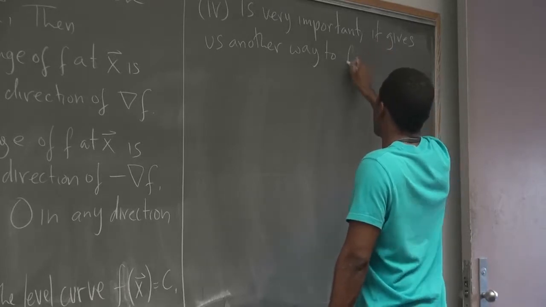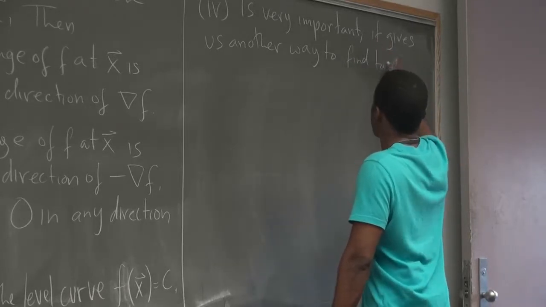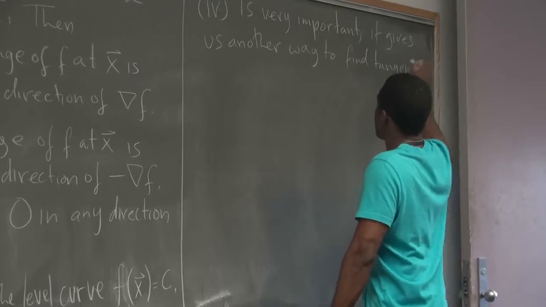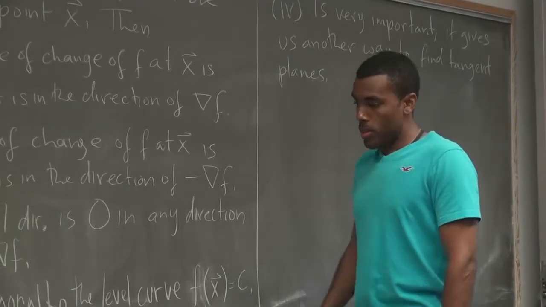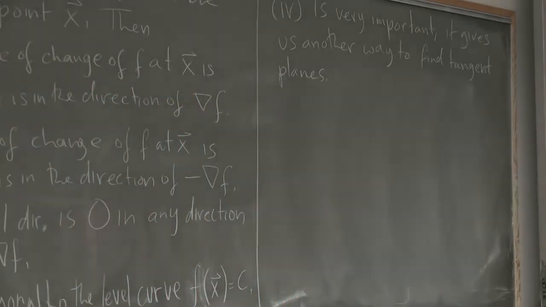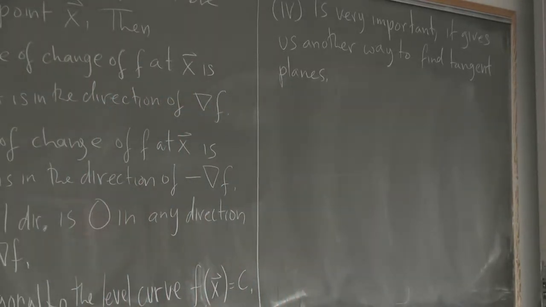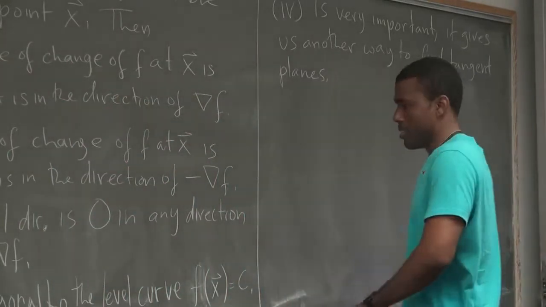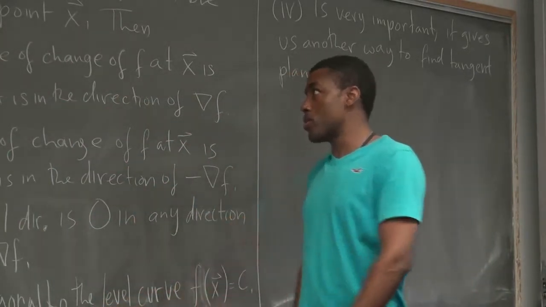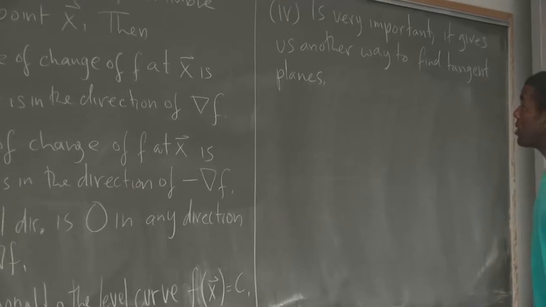Another way to find tangent planes is with the gradient vector. We have a nice way to find tangent planes, and this is really the way that I usually remember how to find the tangent plane. The formula I gave you before was just a special case of this formula.